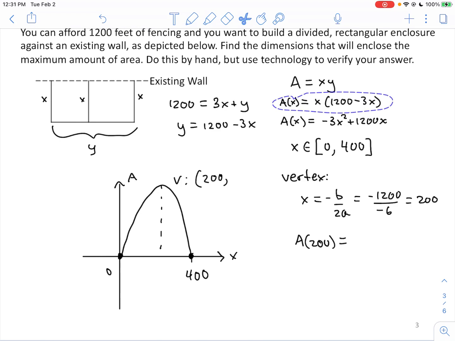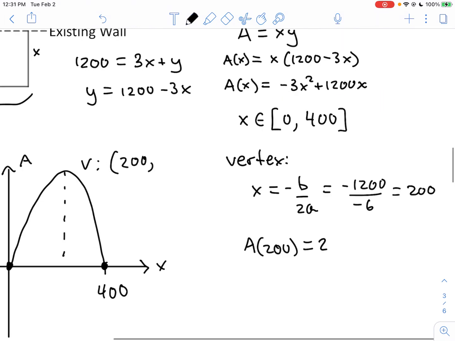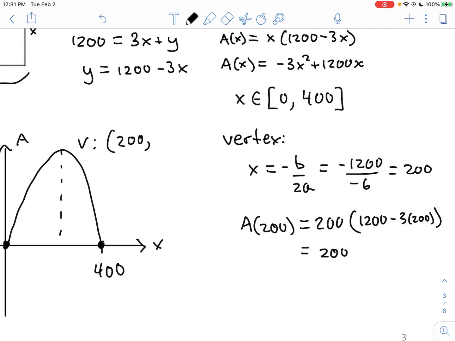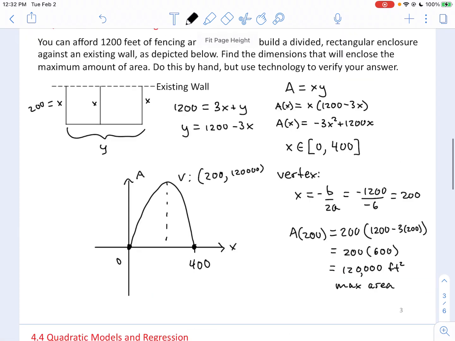I'm going to plug it into this factored version. We get 200 for x, that's the width, times, and then we do 1,200 minus 3 times 200. That's just finding the y, which is the length. So we get 200 times 600, that's 120,000 square feet is the max area. So what's fascinating about this is a problem that has to do with rectangles. When we model its area as a function of x, in this case, we get an area as an inverted quadratic function.